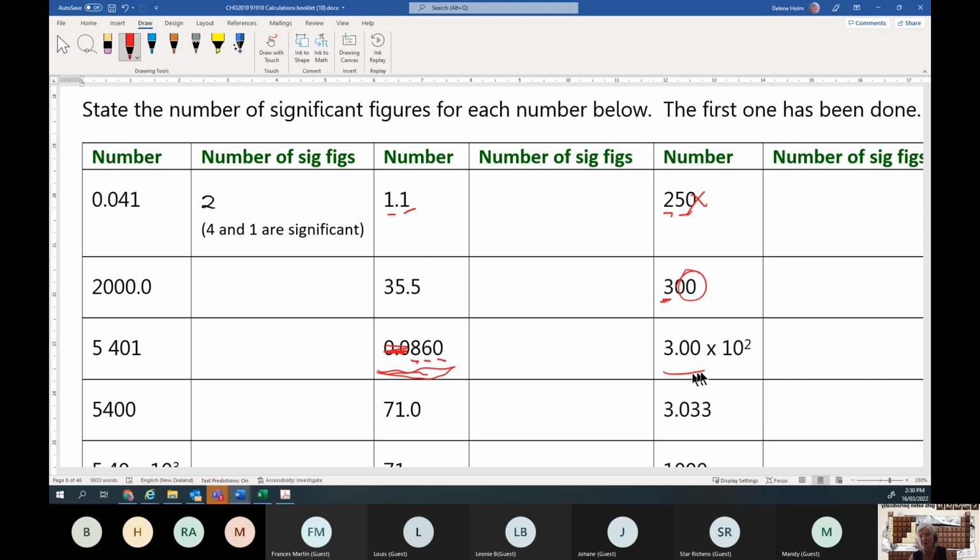What about this one over here? Now, some of you may have already answered that. I must choose one where it's not the same answer. Yep, so that's 3, because that's significant, and because there's a decimal point in there, I don't know if you can all see it, that immediately makes the zeros after that significant.